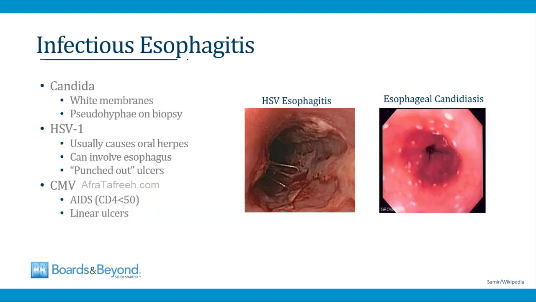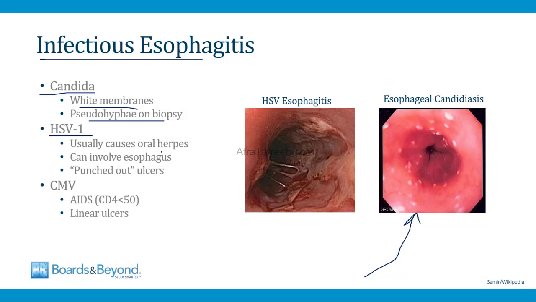Let's talk about infectious esophagitis. This can present with odynophagia and dysphagia and also sometimes systemic signs of infection like fever. Candida esophagitis usually occurs in patients who are immunocompromised in some way. It leads to white membranes in the esophagus, and if you biopsy these, you will see pseudohyphae on the biopsy. And this is a picture of esophageal candidiasis shown on the screen here.